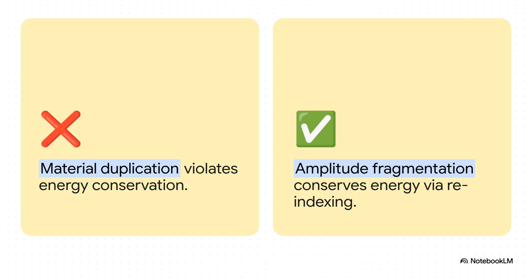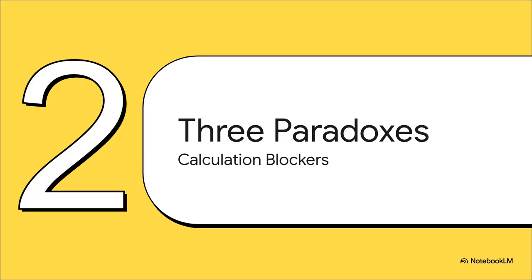No way. The JPHP framework fixes this fatal bug with something called amplitude fragmentation. There is absolutely no physical duplication going on. Instead, it's a deterministic re-indexing of probability within the vast, multi-dimensional geometry of Hilbert space. Energy is perfectly conserved.